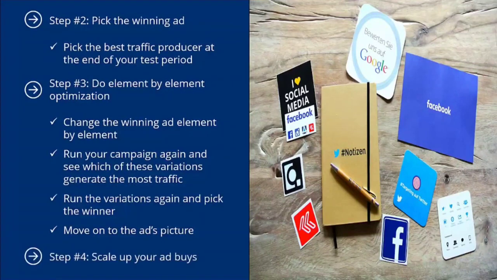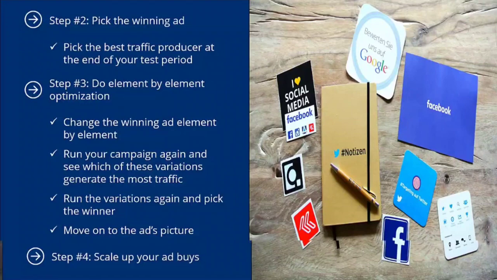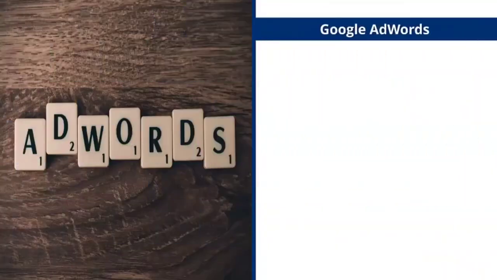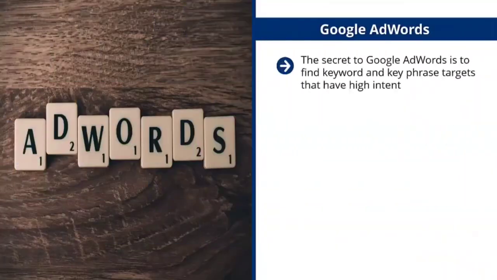Step number 4, scale up your ad buys. Once you have identified your winning ad, which converts at a predictable level, ramp up your budget and let her rip. Google AdWords. The secret to Google AdWords is to find keyword and key phrase targets that have high intent.